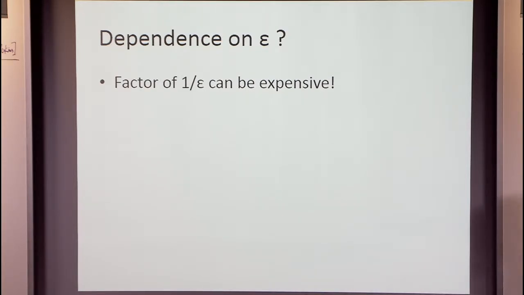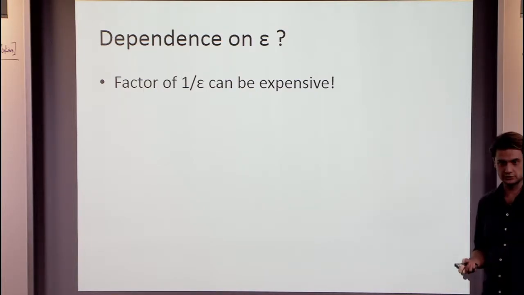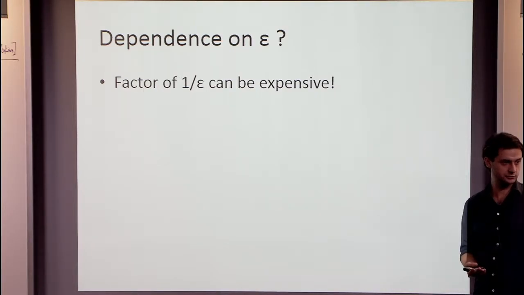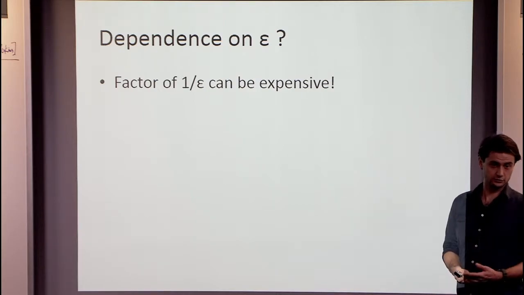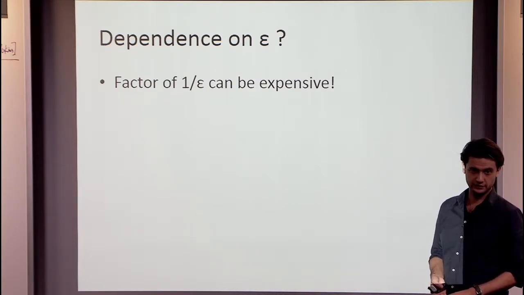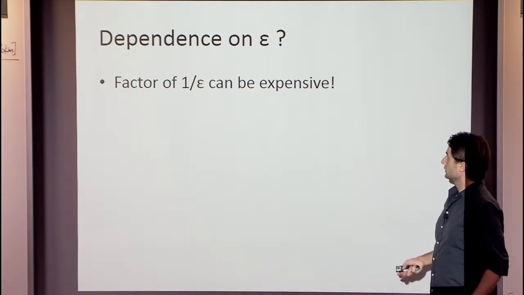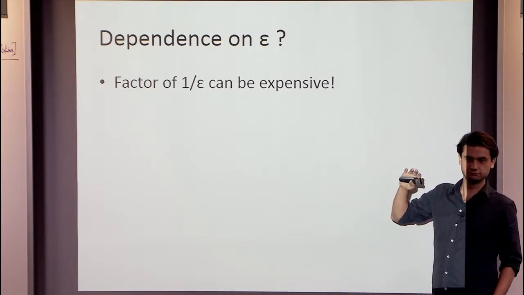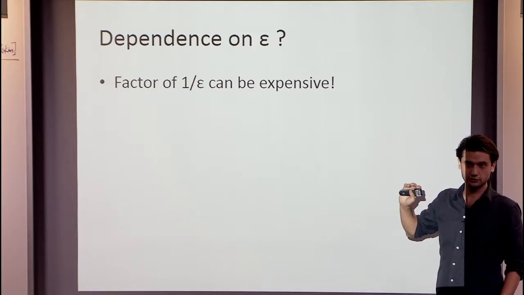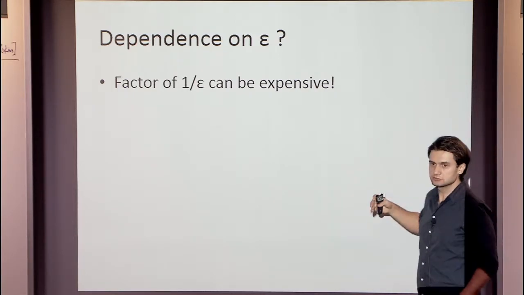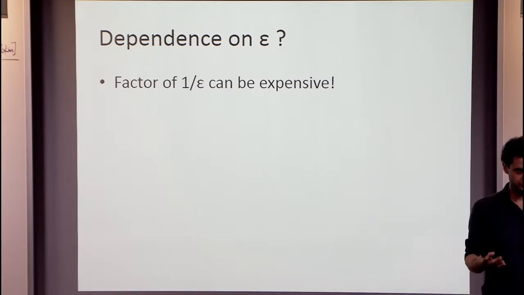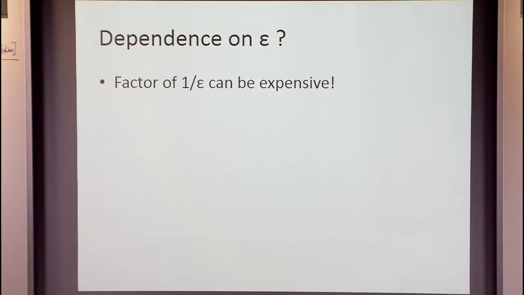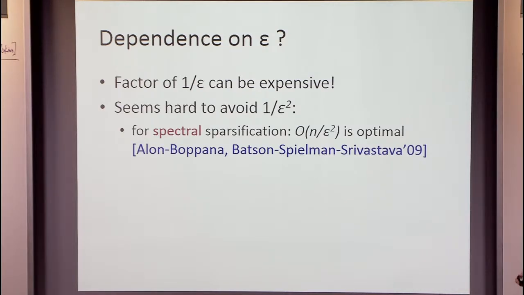Okay, so what we have is a dependence on epsilon which is quadratic. So it is n divided by epsilon squared, and it is natural to ask, is this quadratic dependence on 1 over epsilon necessary? In general, a factor of 1 over epsilon, if you think of epsilon as like 1%, can be more expensive than a log factor. But think about it theoretically: can we beat this 1 over epsilon squared factor? And in general, it seems hard to avoid 1 over epsilon squared.